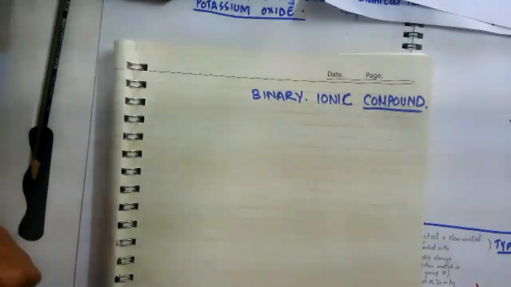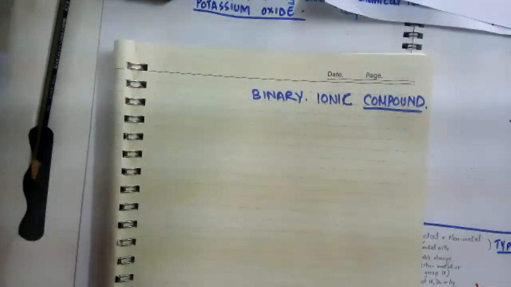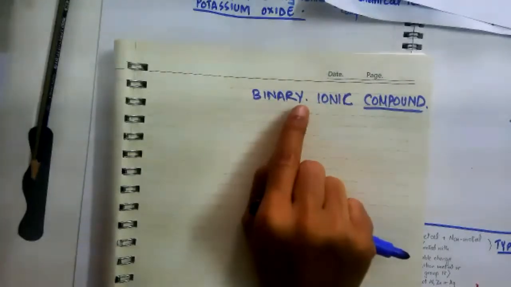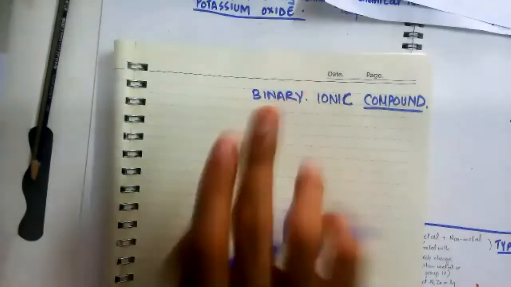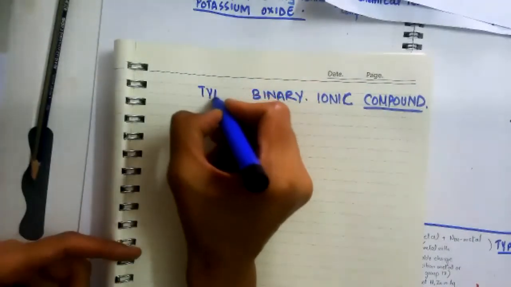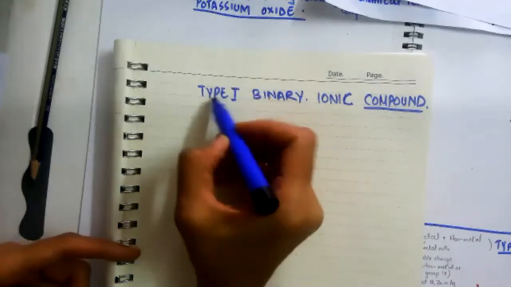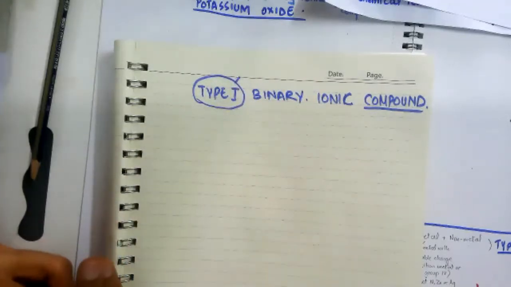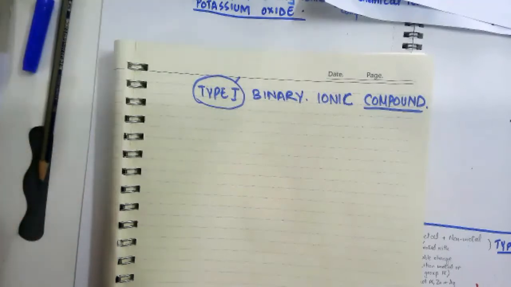Ionic is when you have electrostatic attraction between the oppositely charged ions. Oppositely means one is positive, the other is negative. Binary means made up of only two, okay? We're not talking about three. Okay, and then type one, do you remember? In my last class, I mentioned type one. What was it? These compounds don't have different types of valence.